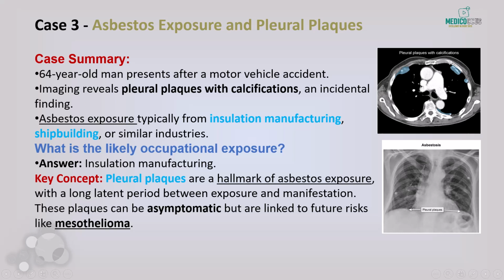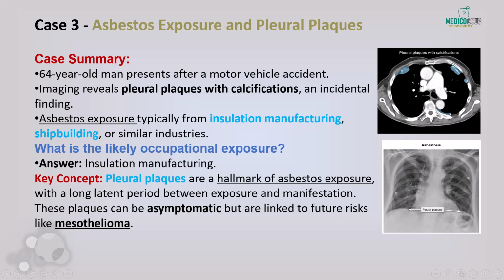The most common occupations linked to asbestos exposure include insulation manufacturing, shipbuilding, drywall work, and other industrial jobs where asbestos fibers are inhaled over time. Asbestos is particularly dangerous because of the long latent period between exposure and the development of conditions like asbestosis or pleural plaques. These plaques typically develop along the parietal pleura, particularly covering the ribs and diaphragm, as shown in this patient's scan.